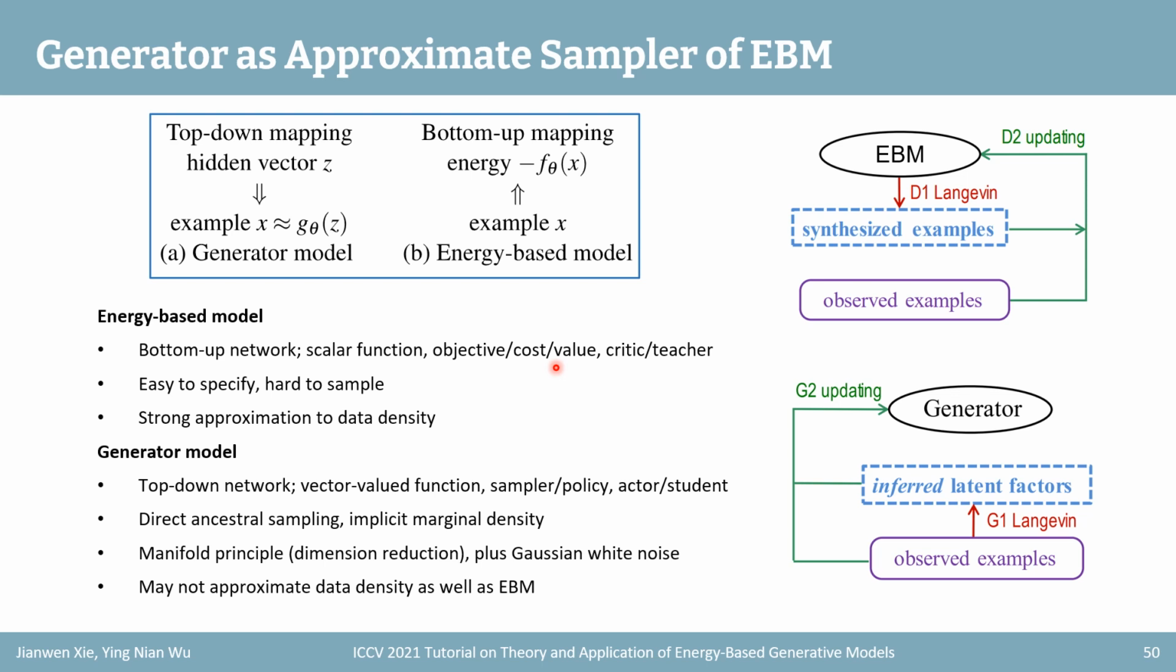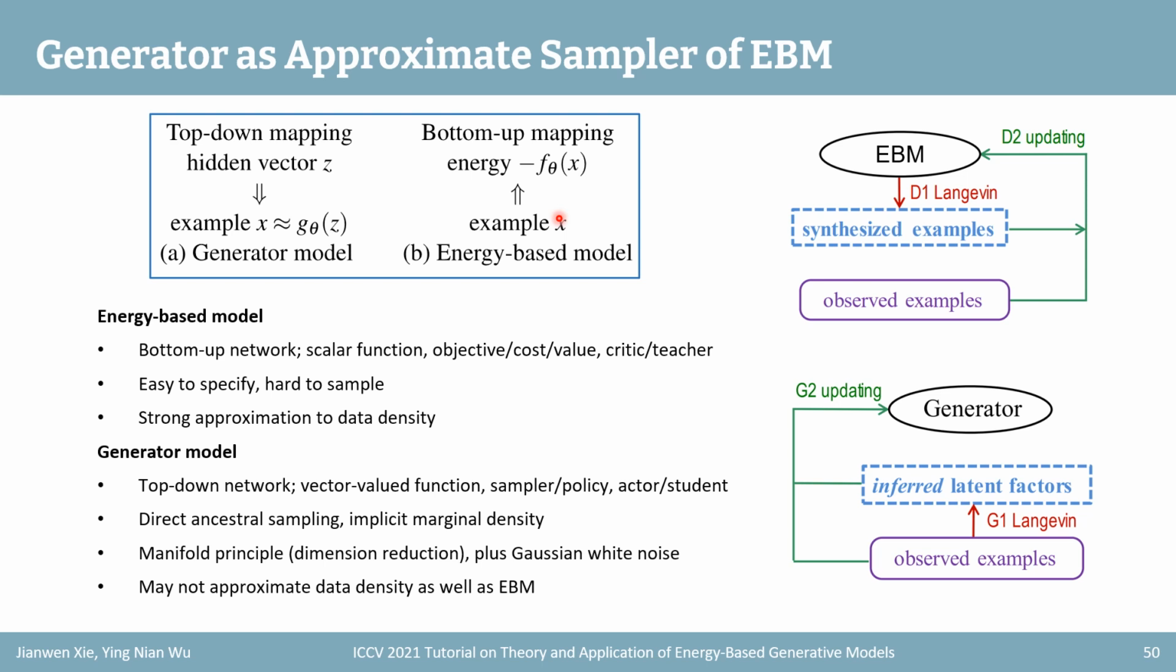However, we know that it is very difficult to draw fair samples from the energy-based model. And because we specify this F directly, it is an explicit approximation to the data density. And oftentimes, it gives us a very strong approximation to the data density.